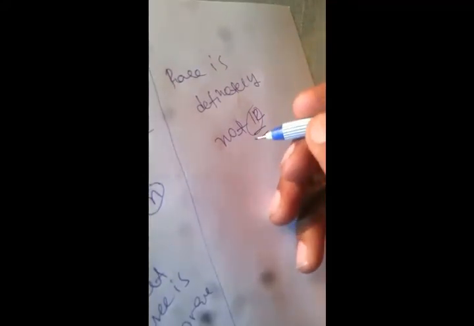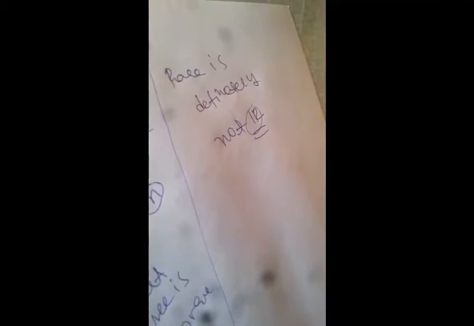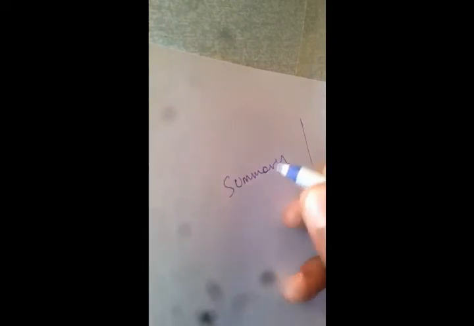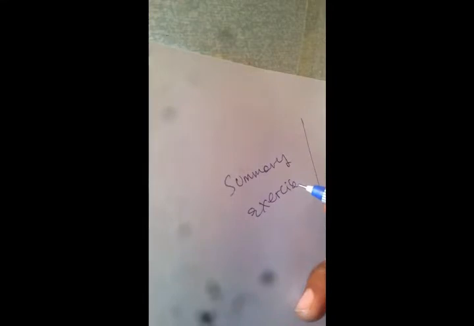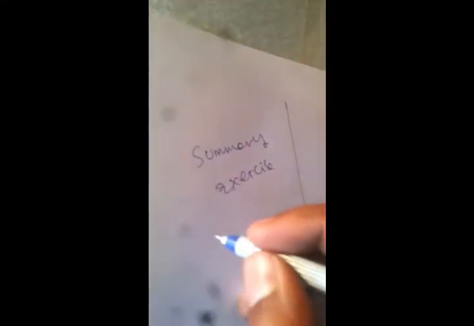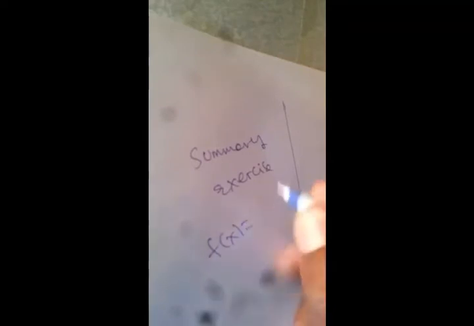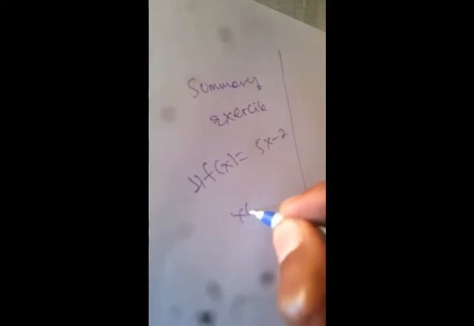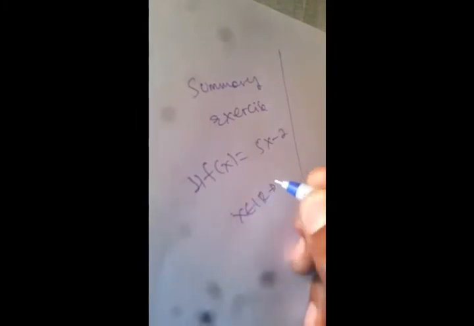So we have already finished our discussion about this equation, and let's do some summary exercise. So the first equation is f of x is equal to 5x minus 2. The first equation: its domain is x, an element of real number. Why did I say x is an element of real number?